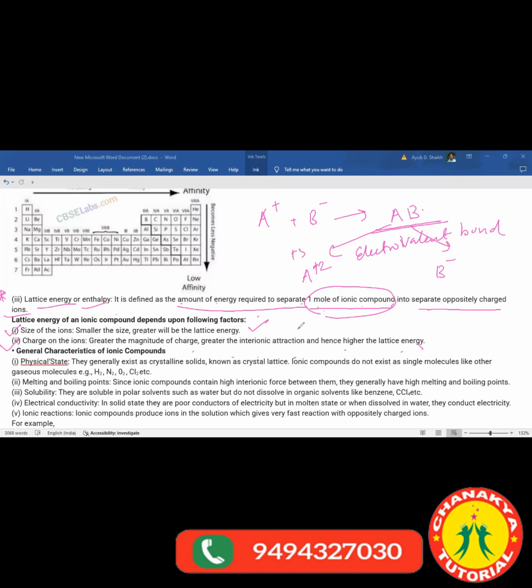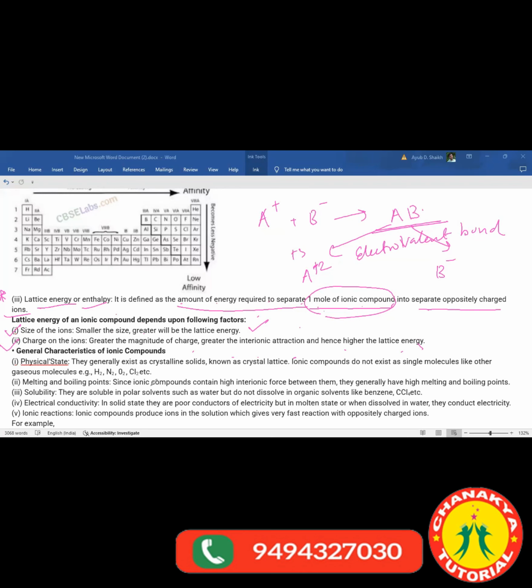Whenever there is a maximum charge present on an ion, any cation or anion, it is very difficult to separate. It requires a lot of energy, right? The magnitude of charge is more, and hence the lattice energy also increases. First of all, the smaller the size of the ion, the greater the lattice energy. And the greater the magnitude of charge, the greater the interionic interaction, and hence the higher the lattice energy. So you need to keep these things in mind.